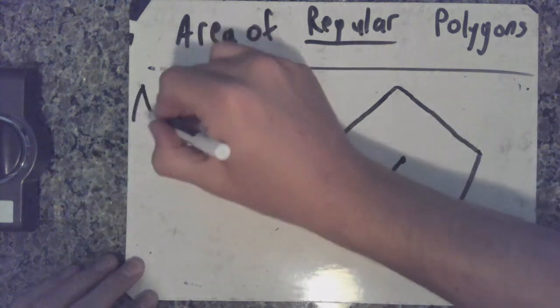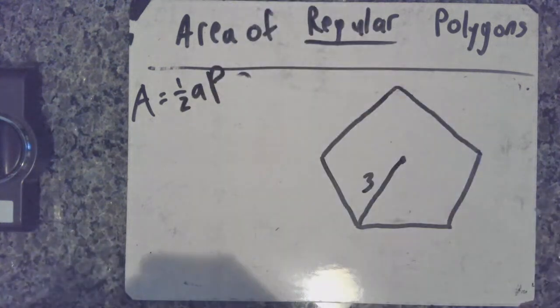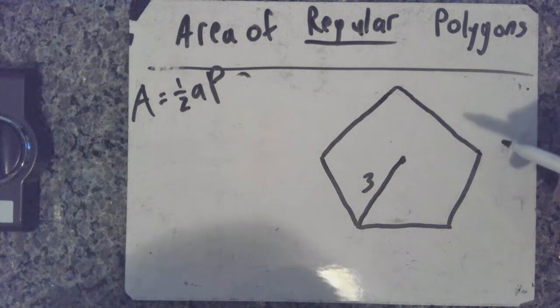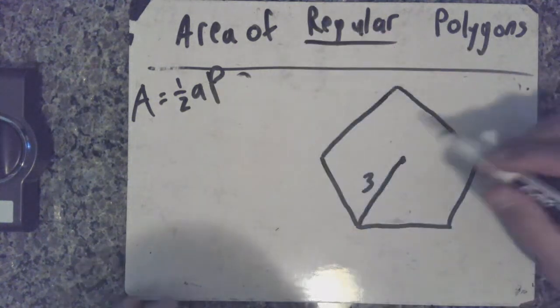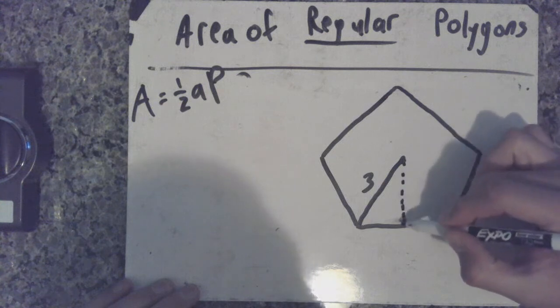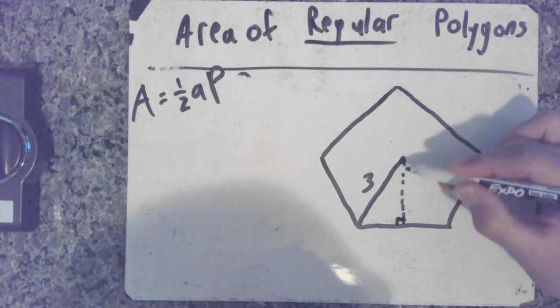Again, the formula is 1/2 times the apothem times the perimeter. I don't have either of these, neither the apothem nor the perimeter, so I've got to go find both of those. Let's talk about our goal here. Let's just talk about the apothem. The apothem is right here, that's this length right here. One of my goals is to find that length.